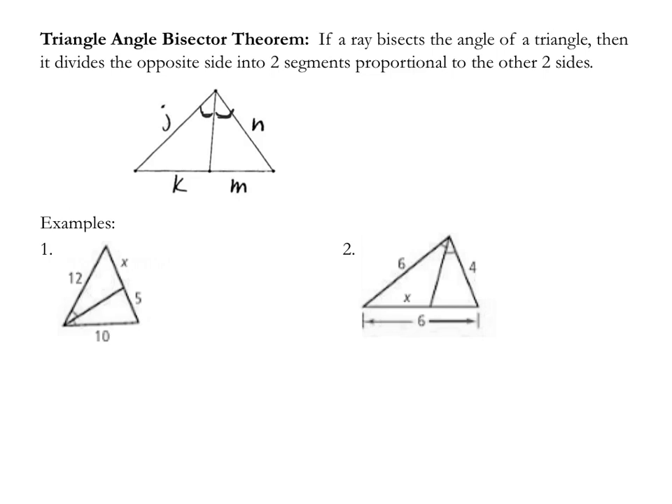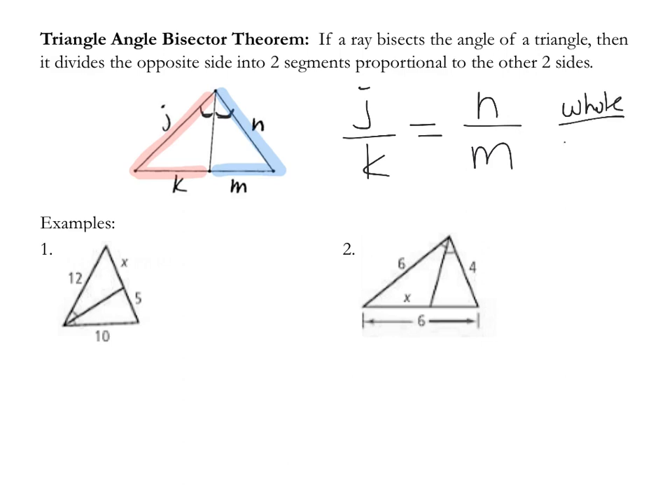So the theorem says if a ray bisects an angle of a triangle, then it divides the opposite sides into 2 segments proportional to the other 2 sides. So what I want you to do to set up this proportion is we can do a whole side, so I can take this whole side, but then we're going to match it with the part that's next to it for one of our fractions, and then we're going to do whole side on the other side and match it with the part that it's next to in the other proportion. So it's going to look like J over K is equal to n over m. So I did whole over part next to it. That's how you're going to set this up.